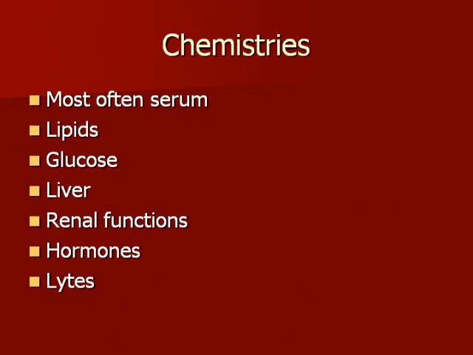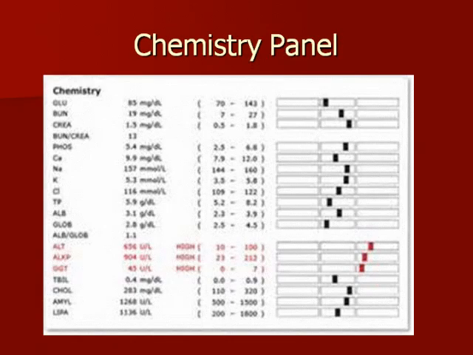These are the most often ordered chemistries. This is what a chemistry panel looks like, and depends on your facility if they do a Chem 7 or a BMP or a Chem 12 or a Chem 14. It has to do with the machine that's available in that facility.